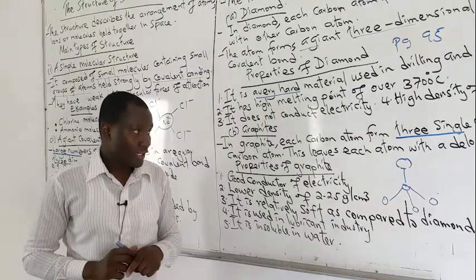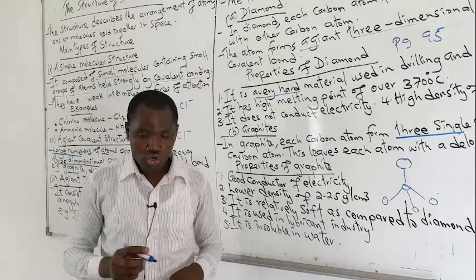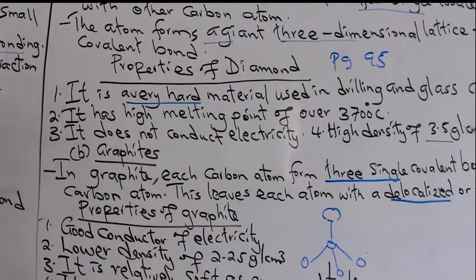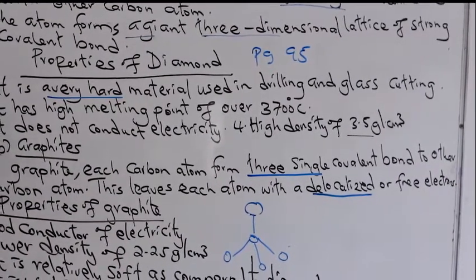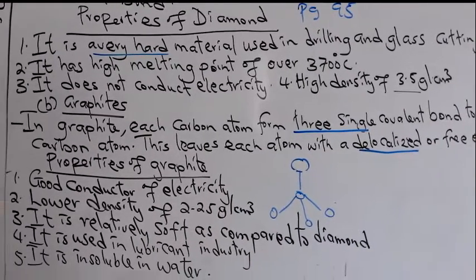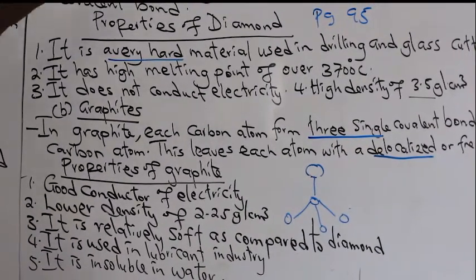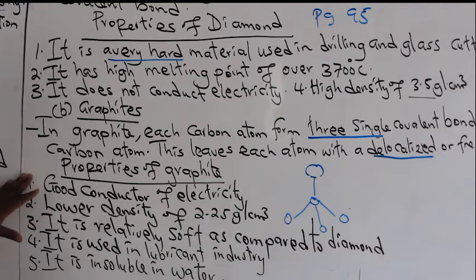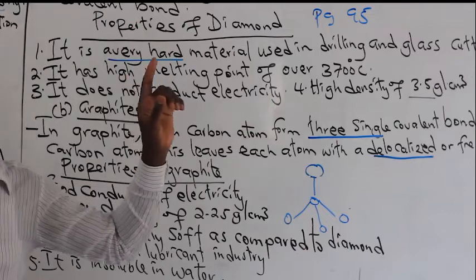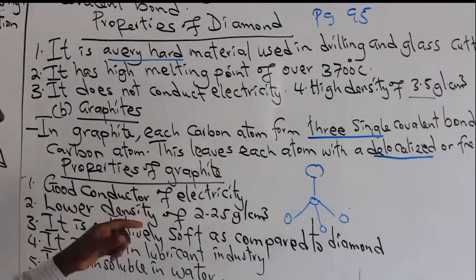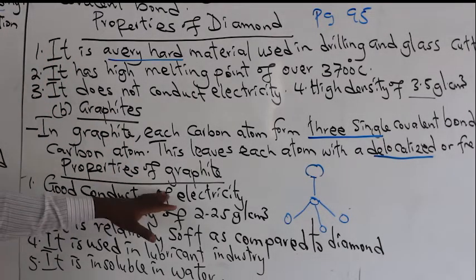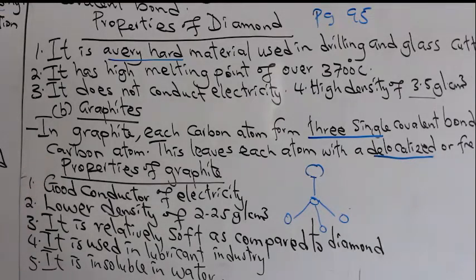meaning there is 1 electron that is not used in the bonding. That free electron makes graphite to have what is called a delocalized or free electron that can move within the structure. So we have some properties of graphite which might be totally different from what we had in diamond. Number 1, good conductor of electricity. Why is it a good conductor of electricity? It forms 3 single covalent bonds, so there is 1 free electron. That free electron makes graphite a good conductor of electricity because it has a free or delocalized electron.